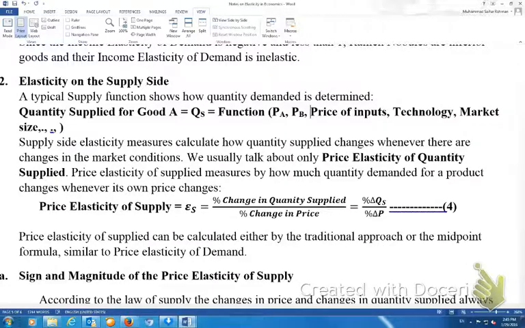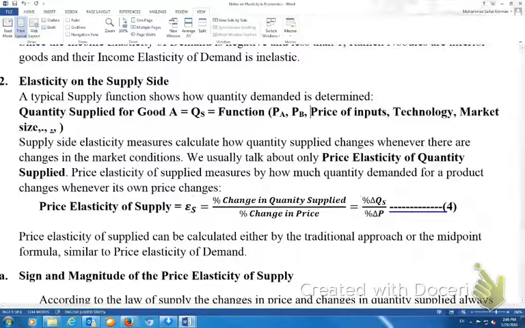We can look at how quantity supplied changes with respect to PA, how it changes with respect to PB, price of inputs, technology, everything. Just like the price elasticity of demand, the price elasticity of supply, which is indicated by ES, can be written as percentage change in quantity supplied divided by percentage change in price. It can also be calculated by using the traditional method and also by using the midpoint formula.